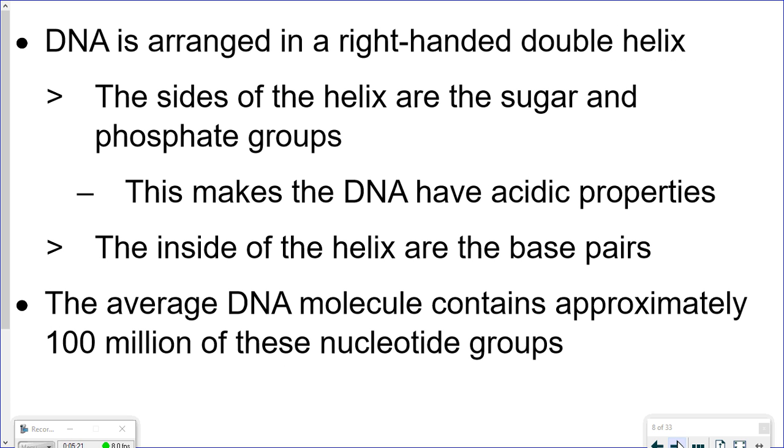DNA is arranged in a right-handed double helix, so it does twist to the right, but remember it's like a ladder where it has those two sides with the sugar and the phosphate. So that's the sides of the helix. And then going across are those nitrogenous bases connecting the two sides. The sides of the helix, the sugar and the phosphate group, is what gives DNA its acidic properties. So that's where it's the deoxyribonucleic acid. And remember, the inside of the helix are those base pairs. The average DNA molecule is going to have about 100 million of those nucleotide groups.